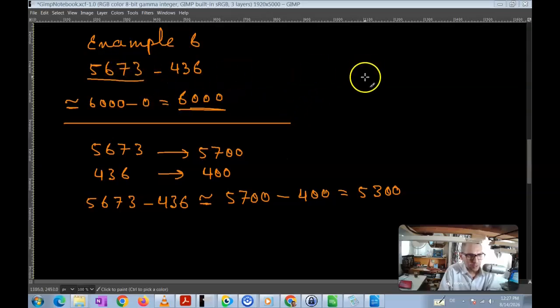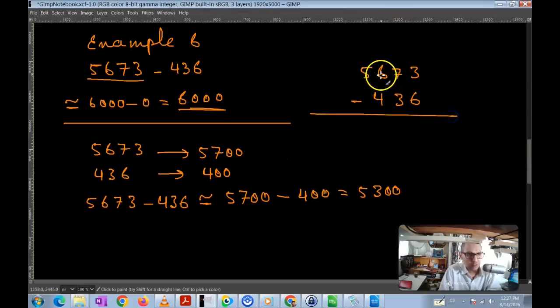And the actual calculation that I was supposed to get in this case was 5,673 minus 436. If I do the subtraction here, if I borrow a 1 from here and add it to this place value, I'll get a 13, and 13 minus 6 is equal to 7. Then 6 minus 3 is equal to 3, and then 6 minus 4 is equal to 2, and then 5,237. This is the actual number, right?